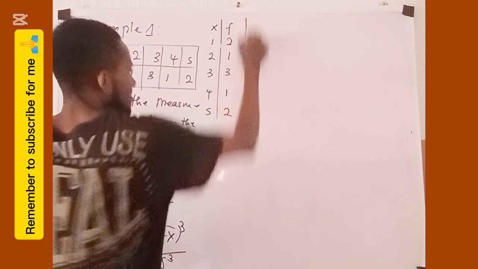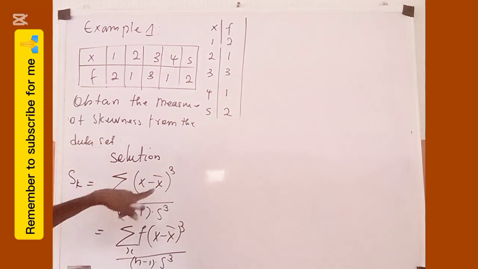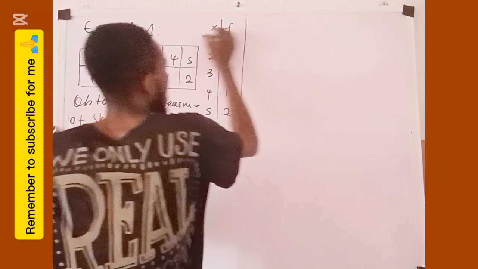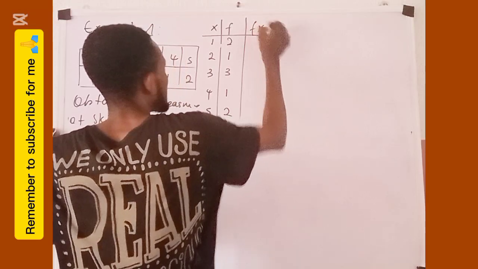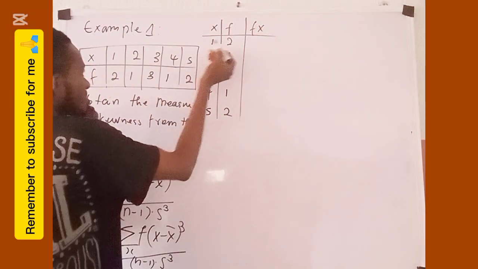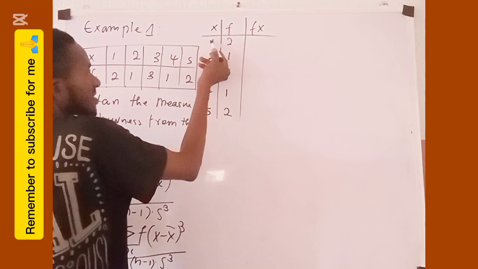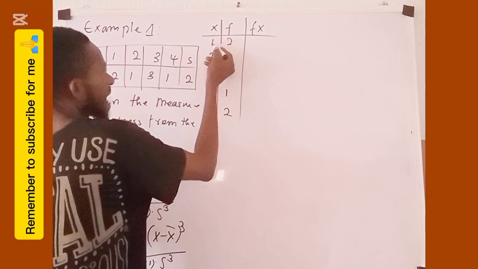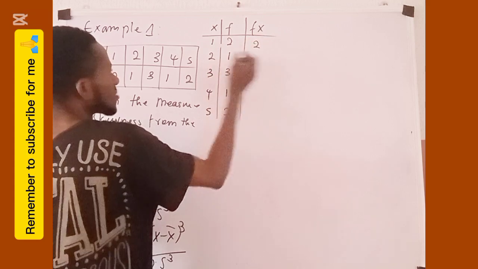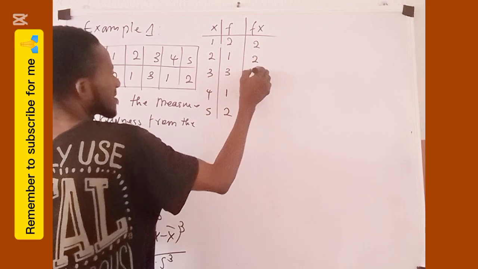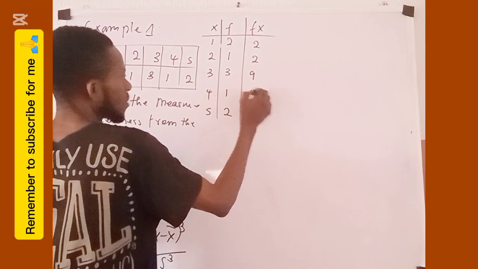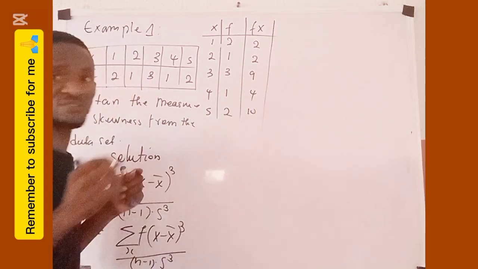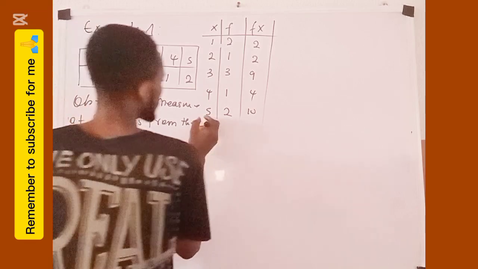Then I want to first of all go and get the mean, which is x bar. So I want to talk about fx. fx means we are using the frequency to multiply the variable. So we have 1 times 2 gives 2, 2 times 1 gives 2, 3 times 3 gives 9, 4 times 1 is 4, and 5 times 2 gives 10. Then I have something like this.